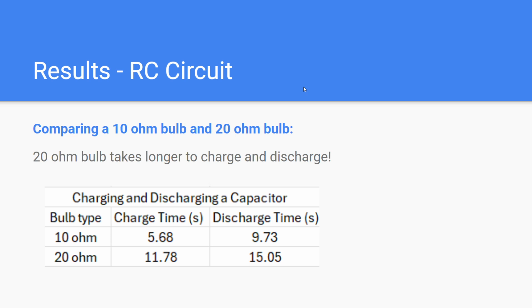We also compared a 10 ohm bulb and a 20 ohm bulb. And the 20 ohm bulb has a higher resistance and was shown to take longer to charge and discharge, as shown in these experimental data down here.